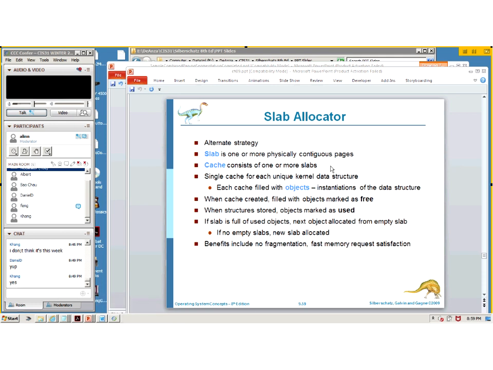That's the slab. Any questions on slab? I don't remember if I had any questions on the test on slabs. I might.